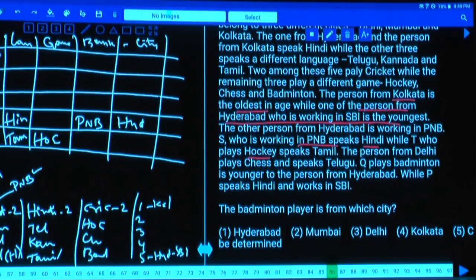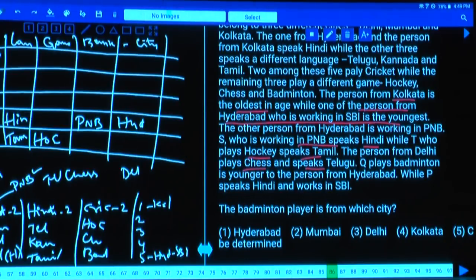The person from Delhi plays chess and speaks Telugu. Delhi plays chess, and the language is Telugu. Telugu, chess and Delhi must be together.